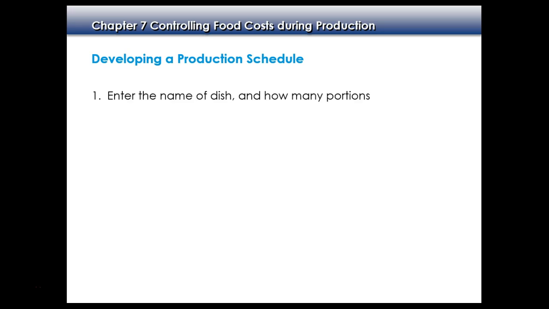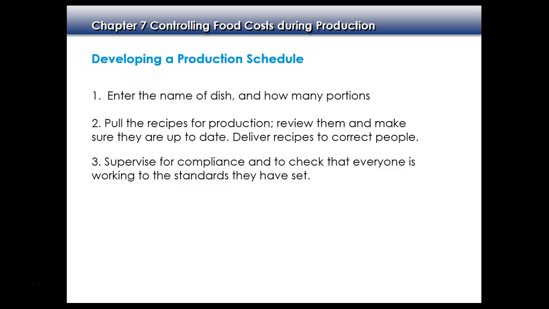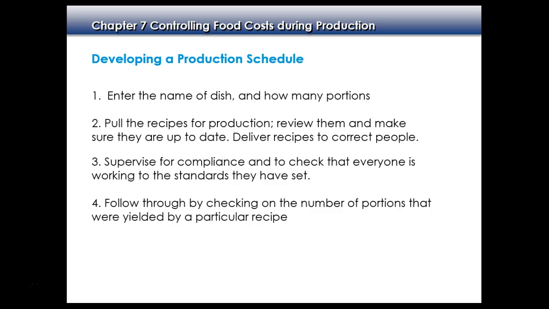So like we kind of just talked about before, you enter the name of the dish and how many portions. Pull the recipes for production, review them, make sure that they are up to date, and deliver the recipes to the correct people. Supervise for compliance and check that everyone is working to the standards that have been set. And then follow through by checking on the number of portions that were yielded by that particular recipe.